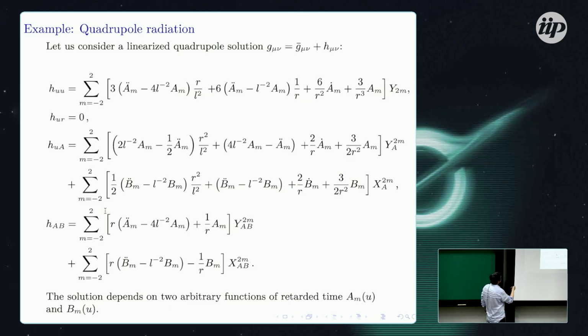A and B, and A is associated with the electric sector, the parity even sector of the vector and tensor spherical harmonics, and B is associated with the magnetic sector, the parity odd. And they basically describe the two local propagating degrees of freedom that correspond to the graviton propagating in de Sitter.